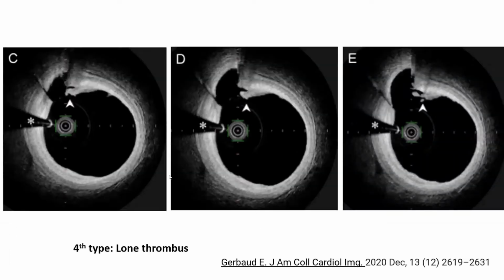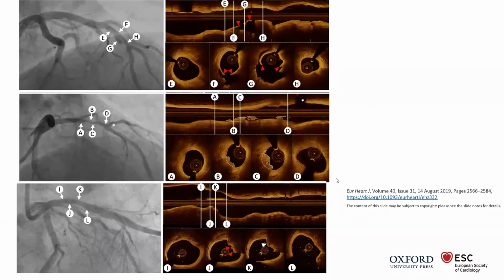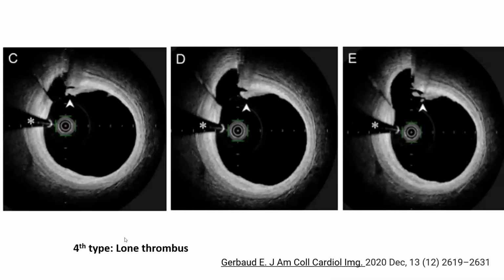I will quickly describe two more entities. So we have 5 types of plaque disruption. I mentioned plaque erosion, plaque rupture, eruptive calcific nodule. Those are the 3 most important ones. There is an entity called lone thrombus, which very much overlaps with plaque erosion. I think a lot of investigators lump them together as one entity. So lone thrombus is a thrombus formation on top of a normal intima.